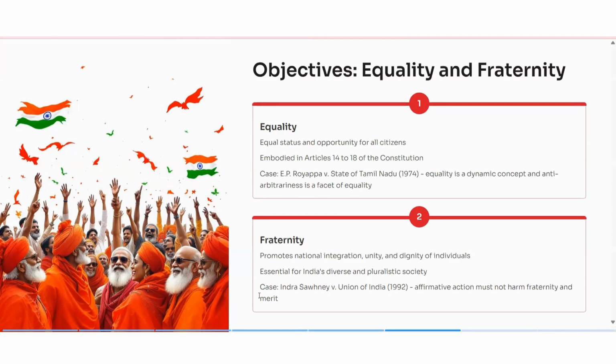There was one case, E.P. Royappa versus State of Tamil Nadu. Equality is a dynamic concept, and anti-arbitrariness is a facet of equality. Fraternity means it promotes national integration, unity, and dignity of individuals, essential for India's diverse and pluralistic society. In Indra Sawhney versus Union of India, the Supreme Court held that affirmative action must not harm fraternity and merit.